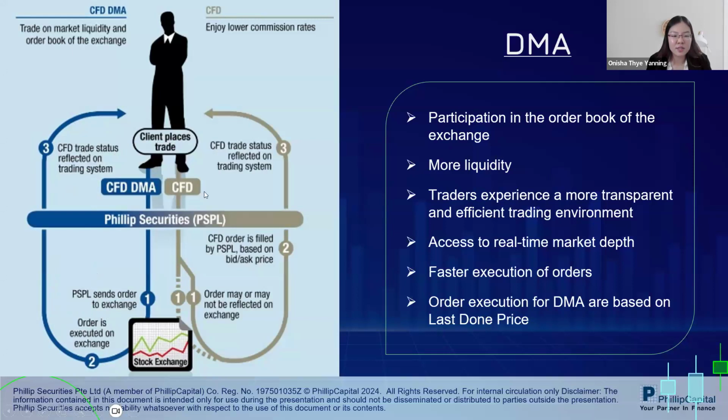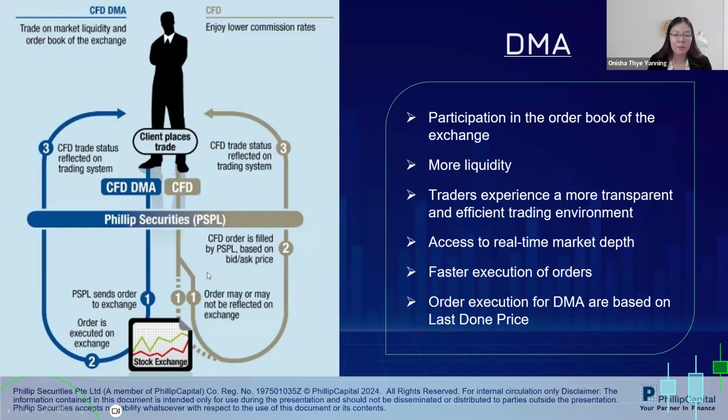With CFD, when you send your order to us, the order will be filled by us, at either our quote, which is the bid or ask price. DMA is based on the exchange, so everything will be done on the exchange. We are just a gateway where we send your order into the exchange. It's different when you select CFD, where your order will be done on our side, based on bid and ask.